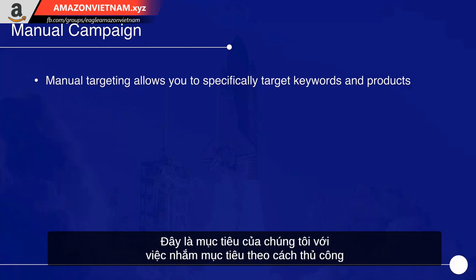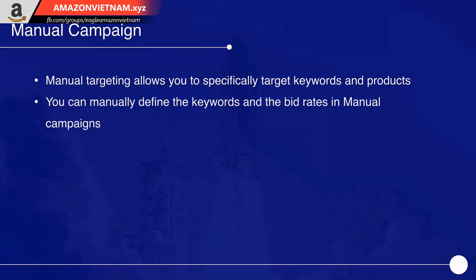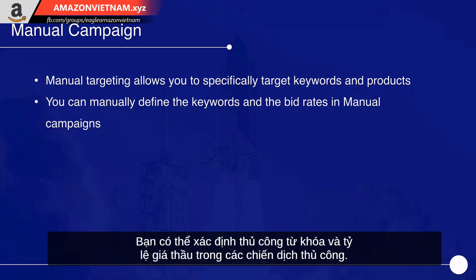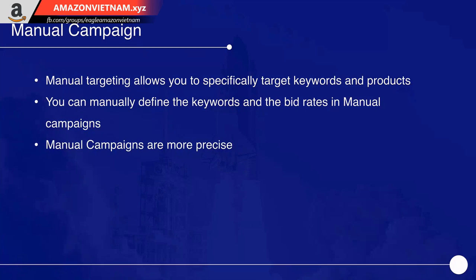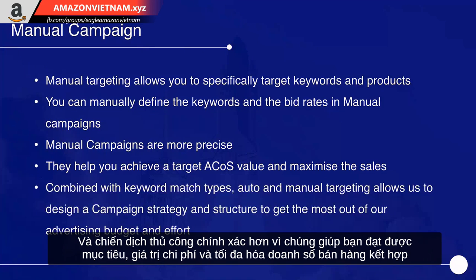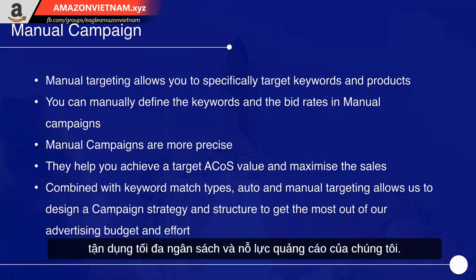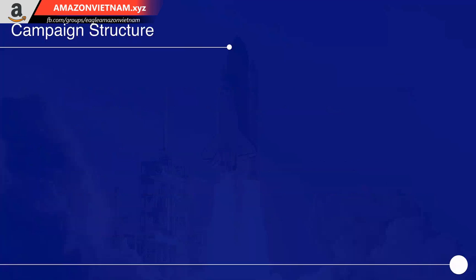Manual campaigns. Manual targeting allows you to specifically target keywords and products. You can manually define the keyword and the bid rates in manual campaigns, and manual campaigns are more precise, as they help you achieve a target ACoS value and maximize sales. Combined with keyword match types, auto and manual targeting allow us to design a campaign strategy and structure to get the most out of our advertising, budget, and effort.